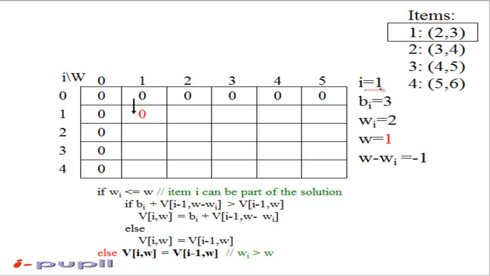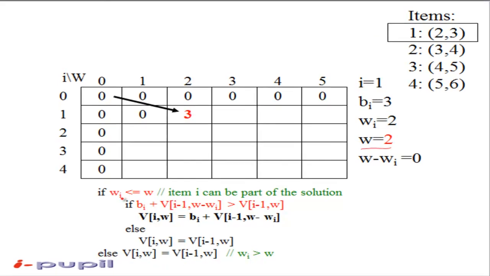Now i is equal to 1, representing the first item of the list. It has got bi value equal to 3 and wi value equal to 2. The first w we choose is 1. w minus wi becomes equal to minus 1, because 1 minus 2 is minus 1. So what does our algorithm say? It states that if wi is less than or equal to w, where w is 1 and wi is 2, this condition becomes false. Hence we skip to the else part. It states that V[i,w] is equal to V[i-1,w]. Hence V[1,1] becomes equal to V[0,1], that is 0.